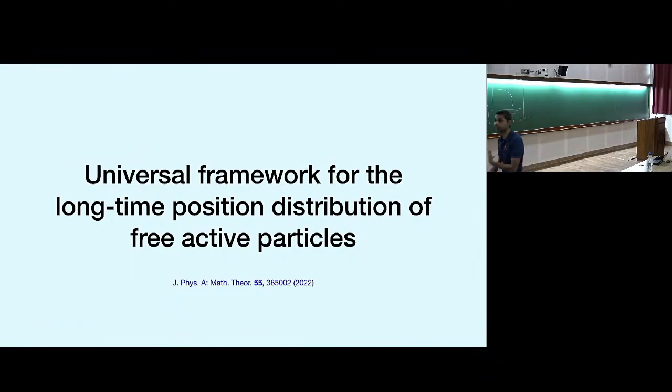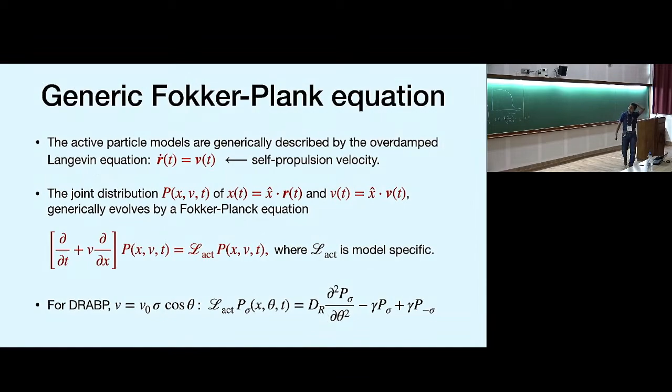But we can do something better. So what we did is actually, any active particle, if you look at it, has a generic model: r dot equal to v. This is your self-propulsion velocity, overdamped motion, r dot equal to v. For example, suppose you want to look at only one component, x, which is just the projection in the x direction. And this v is the projection of the vector v in the x direction.